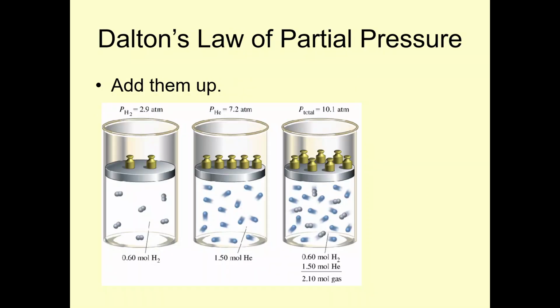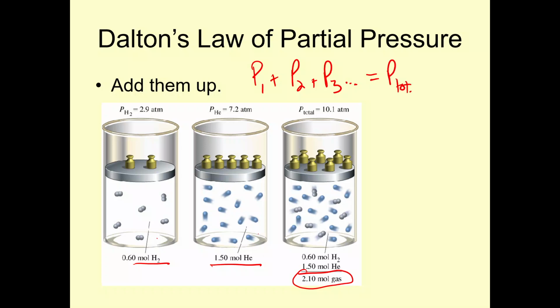Got one more. We've got Dalton's law of partial pressure. This isn't the evolution guy. It's a different guy named Dalton. And what he said is if you've got a mixture of gases, so do you see how I've got some hydrogen mixed in with helium? And if hydrogen's pressure is 0.6 and helium's pressure is 1.5, then the total pressure is adding them all up. So what that looks like is pressure 1 plus pressure 2 plus pressure 3 ... equals pressure total. So you just got to add them all up.